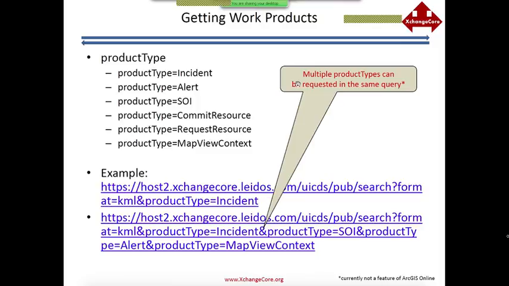Quick note, this string together is not a feature that's currently available on ArcGIS Online. You have to do each one of these individually. But that's part of the process of dealing with the end user applications. How you structure it, you can do it each. In this case, I would do this as 5 separate queries that would go out there to pick up incident, SOI, and alerts, and all the rest of those. Any way that the end user application needs the information, XchangeCore can provide it.